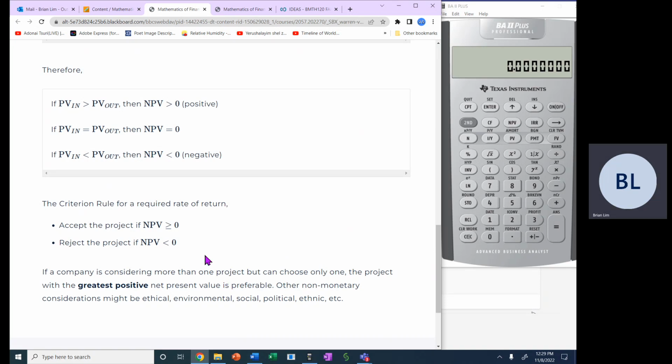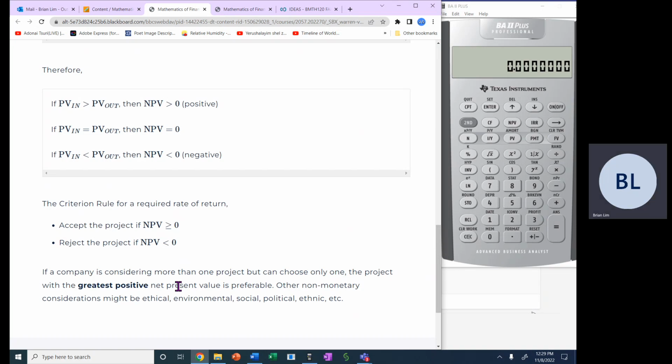Okay, so how do we decide about a project, about an investment? All right, then we go to the criterion rule. We accept the project if the net present value is greater than or equal to 0, or reject the project if the net present value is less than 0.